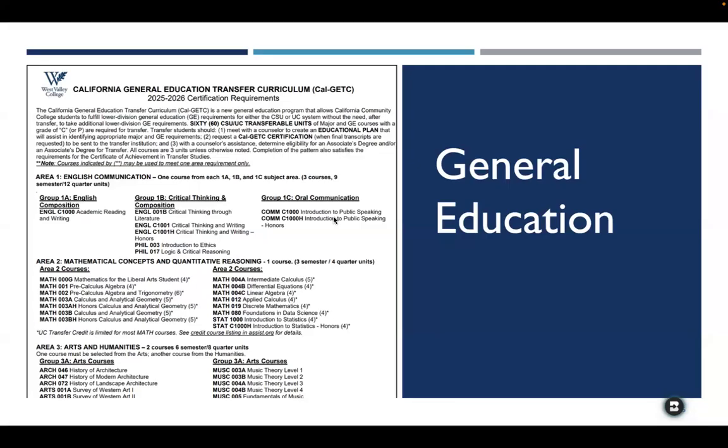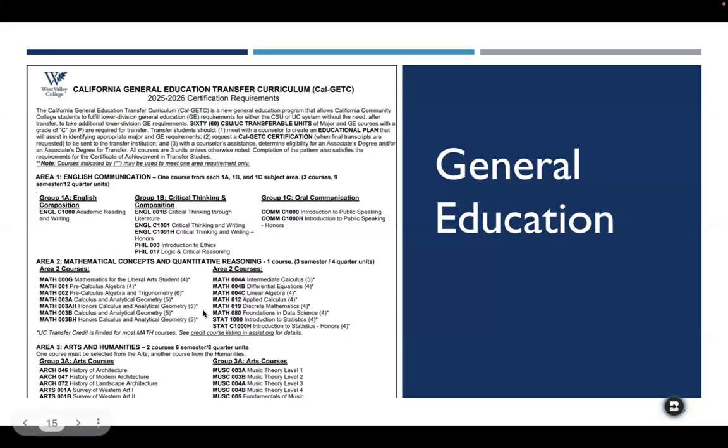Group 1C is oral communication, and right now the main course that you would take is COM C 1000 or Introduction to Public Speaking. Moving on to area two, mathematical concepts and quantitative reasoning. The biggest thing I would say here is that your major probably will predetermine the type of math that you need. So for instance, some majors may require calculus or multiple calculus classes. Some majors may require a class like Stats 1000, which is very common. And some majors may say, we don't care. There's no required math, and you could choose the one that is the best fit for you.